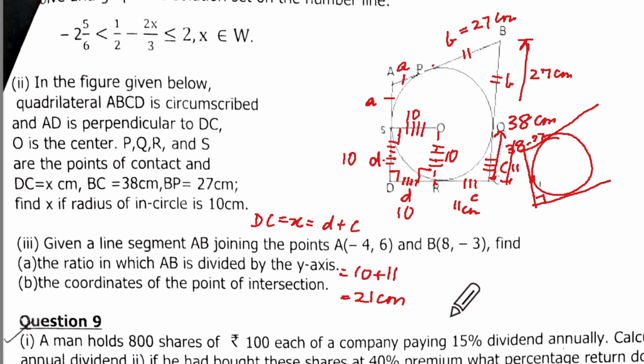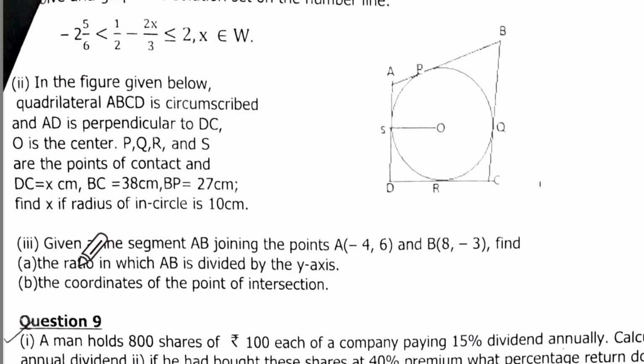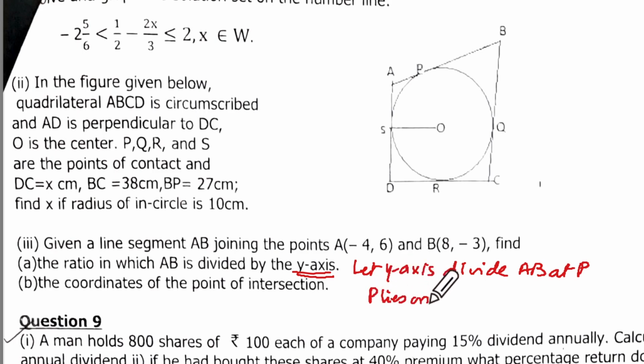Now this one is also simple, ratio in which AB is divided by y-axis. So you have to say let y-axis divide AB at P. And then we will say P lies on y-axis, correct? Therefore let P equal 0 comma y.